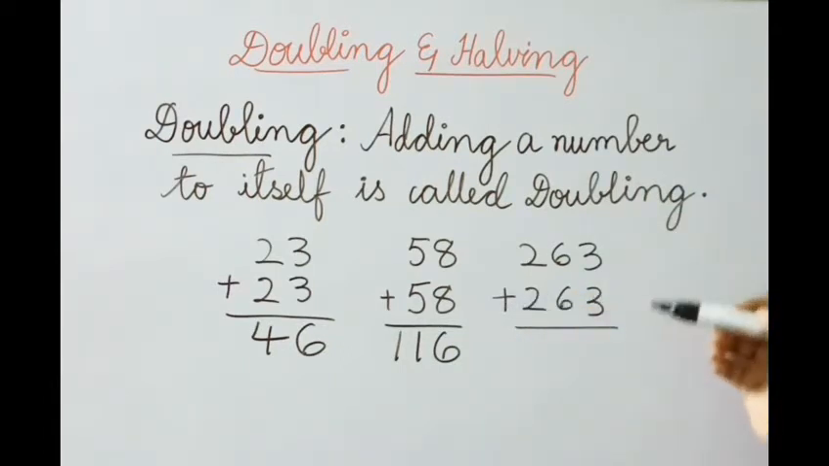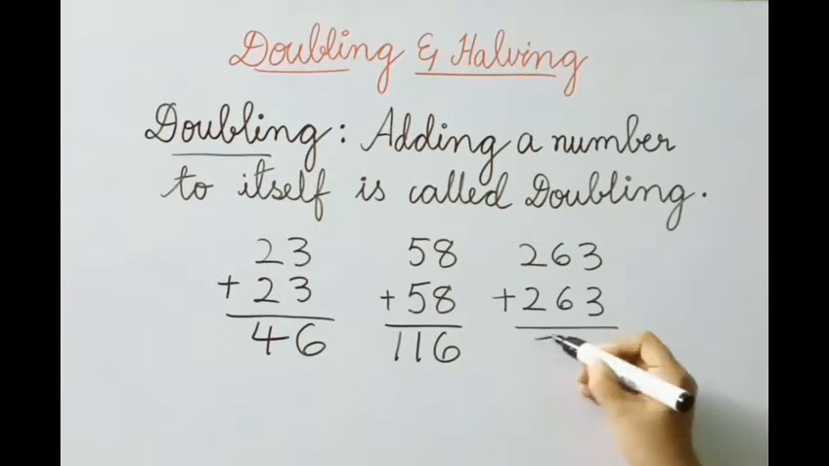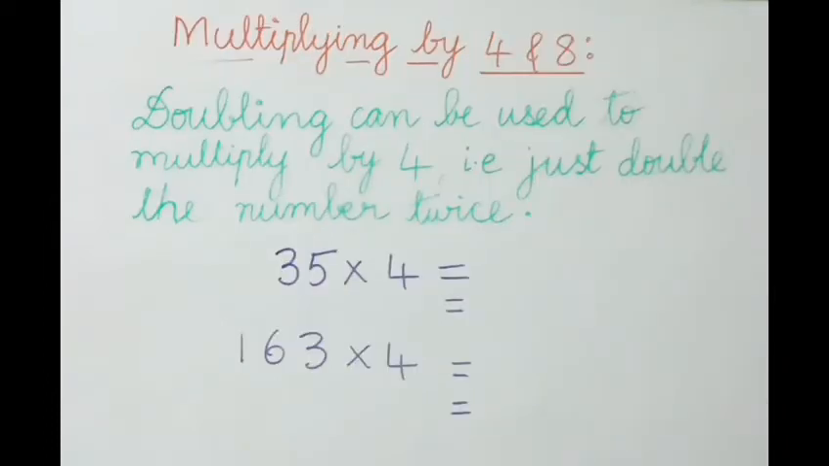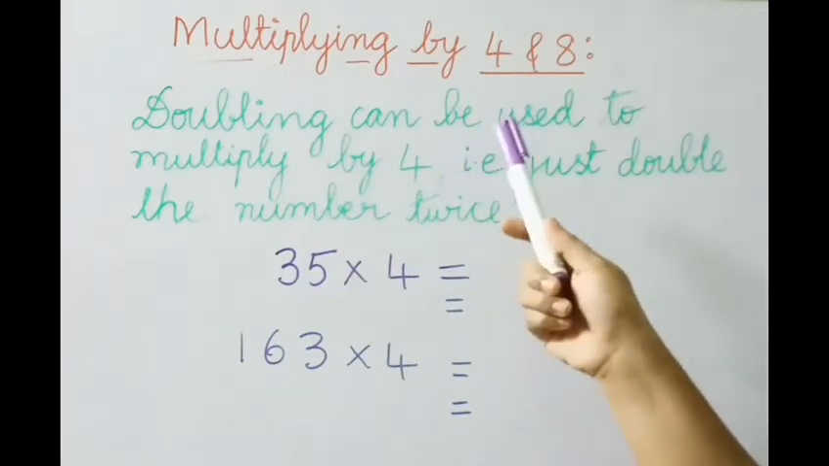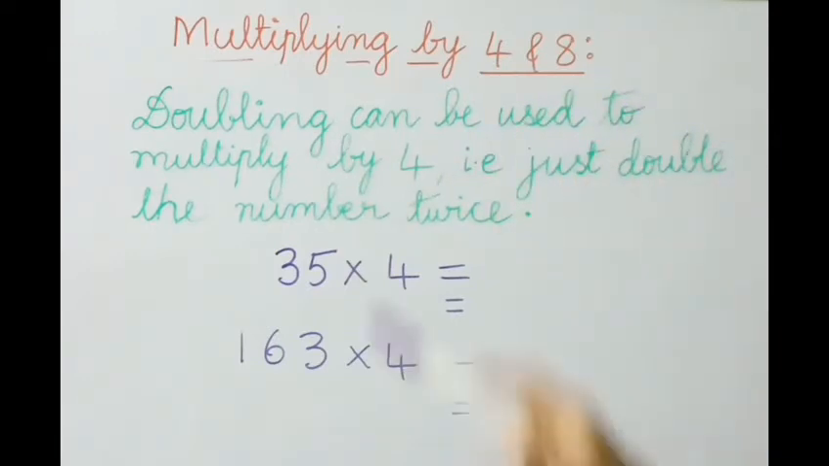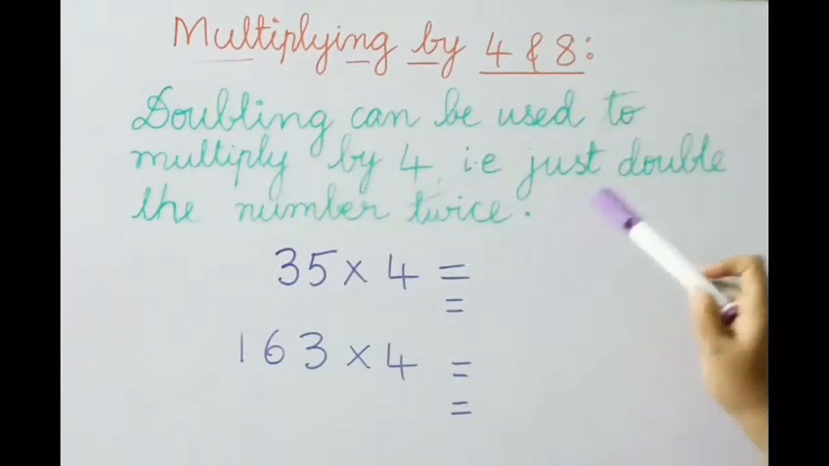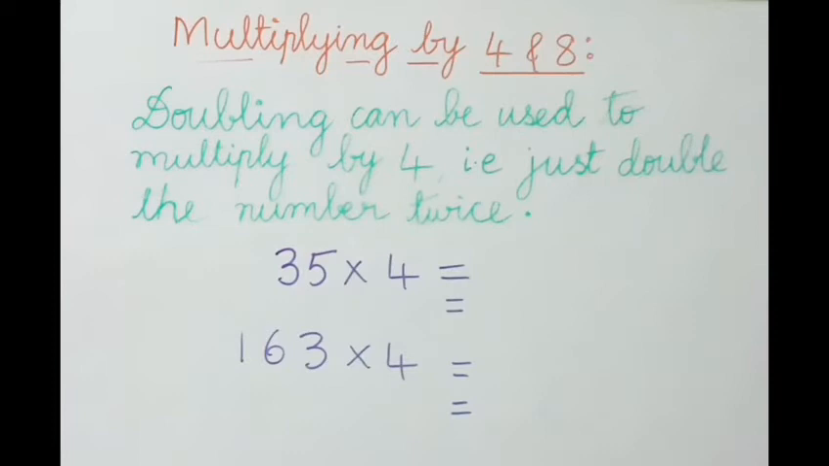See another example, 263 plus 263. So 26 plus 26, how much is it? 52. 3 plus 3, 6. So the answer is 526. See next, multiplying by 4 and 8. Doubling can be used to multiply by 4. That is, just double the number twice. So, see the example 35 multiplied by 4.